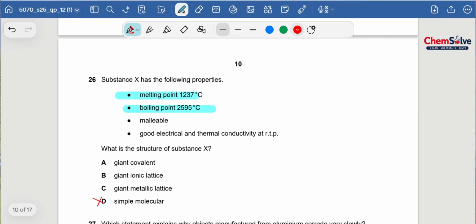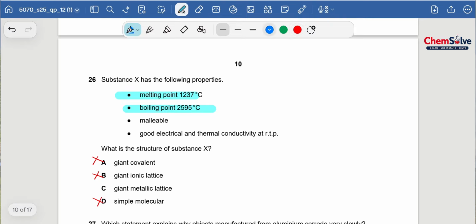It is malleable. If it is malleable, then it means it couldn't be B and A, because ionic lattices are not malleable. And also they are not good conductors of heat and electricity at room temperature. So it couldn't be option B as well, giant ionic compound, because giant ionic compounds are solid at room temperature and they are not conductors at room temperature. They are conductors only in the molten and the aqueous form.